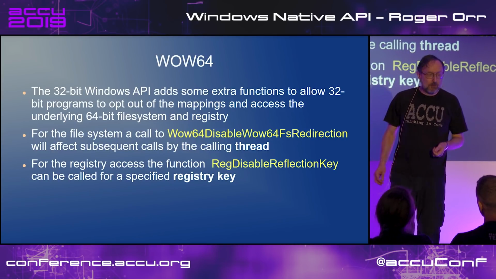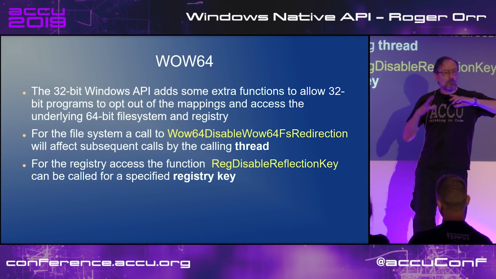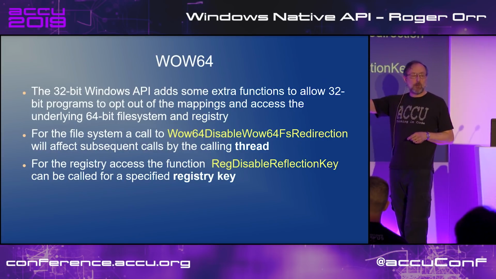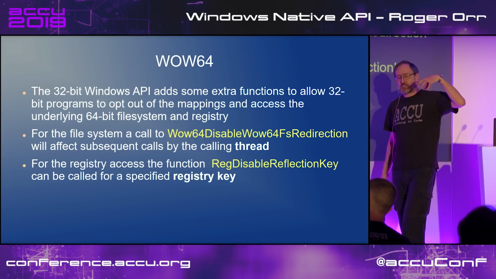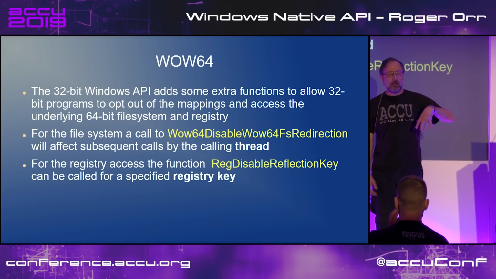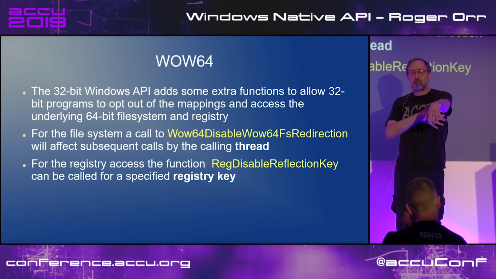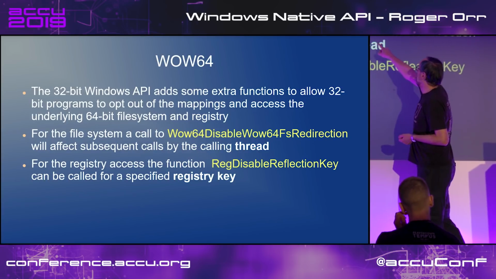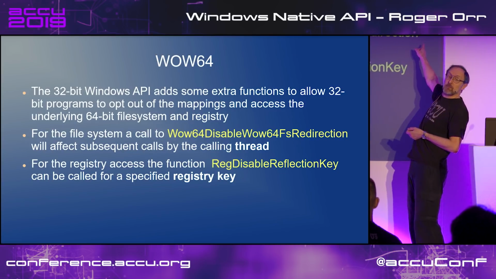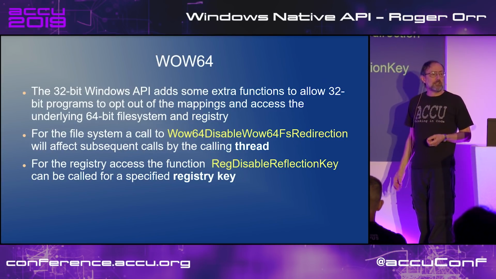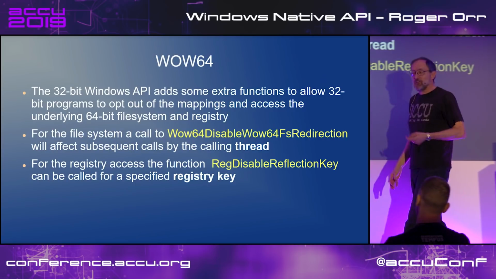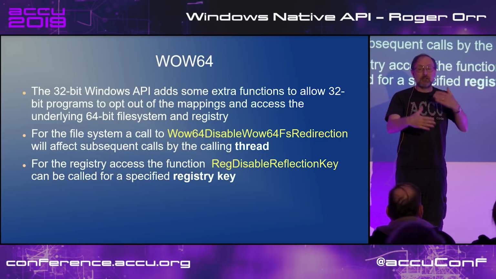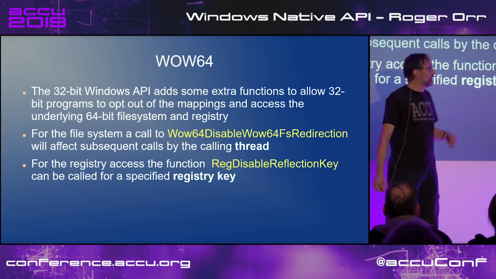Yes. There is also something you can do in the WOW64 native API. There are some extra functions that the 32-bit Windows API provides, designed deliberately for 32-bit programs that know they're running on 64-bit Windows and want to make use of that. For example, Wow64DisableWow64FsRedirection. You can guess from the name what it does. If you call that, then the calling thread now uses the real name that you gave, not the modified name, until you turn it off again.